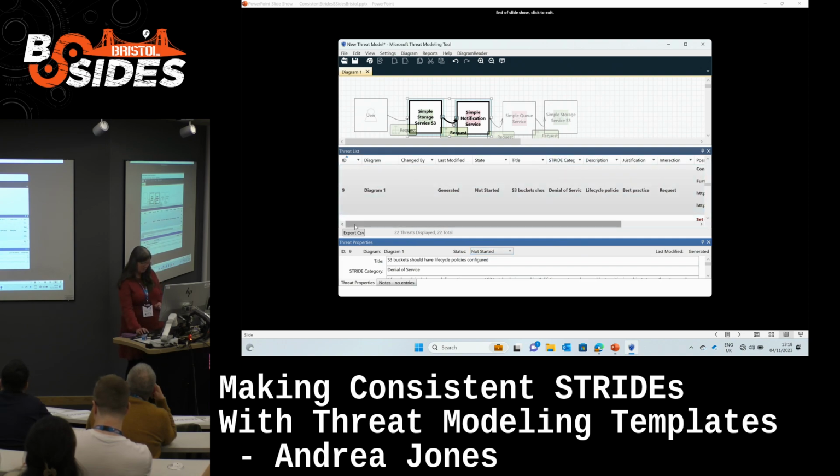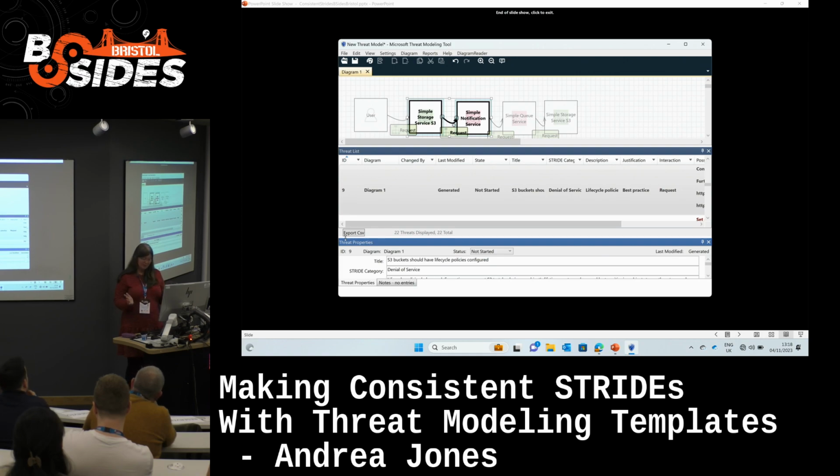Another nice thing you can do is export it to CSV, and sometimes you can get some duplication in there. So often what I'll do is export it to CSV, do some deduplication on it, and then use that spreadsheet to record my discussions with developers of, well, what are you going to do about this? Are we going to mitigate it, or are we going to deal with it some other way? Or is the risk so low that we're accepting it?